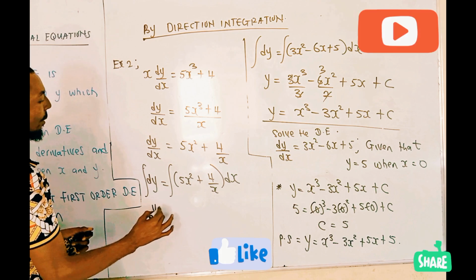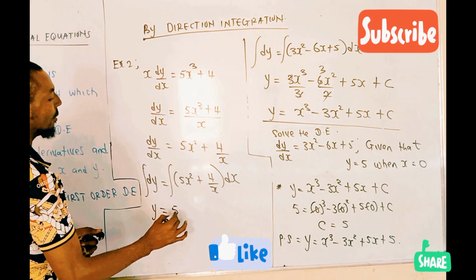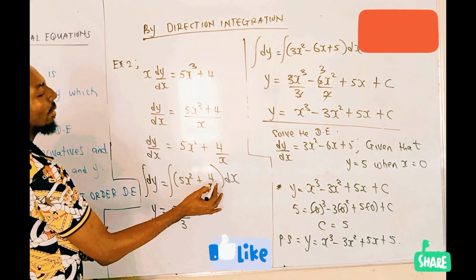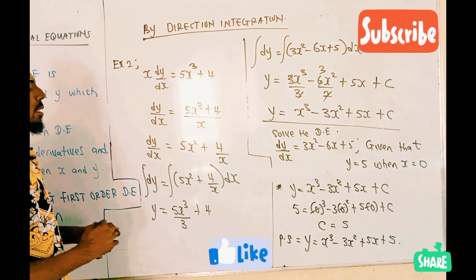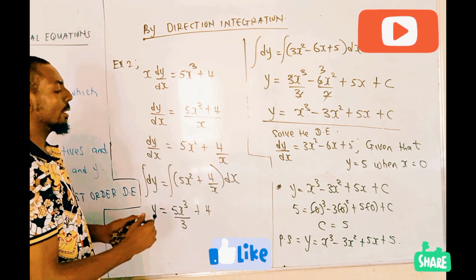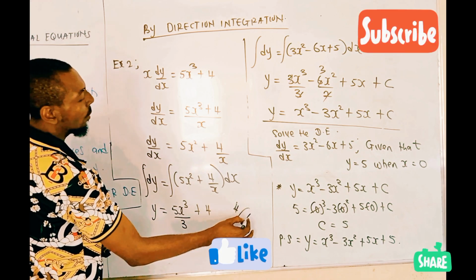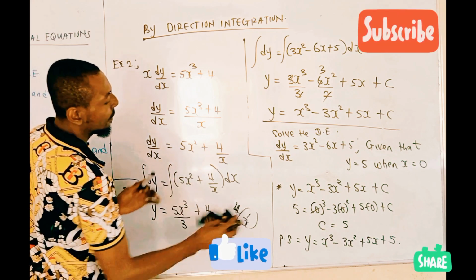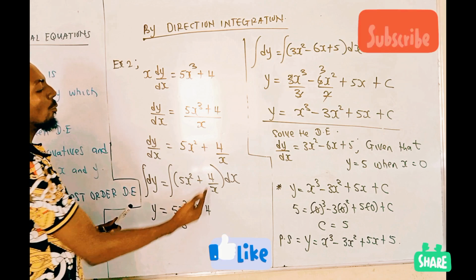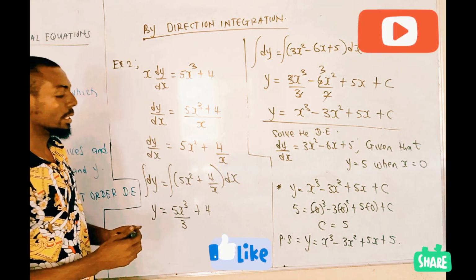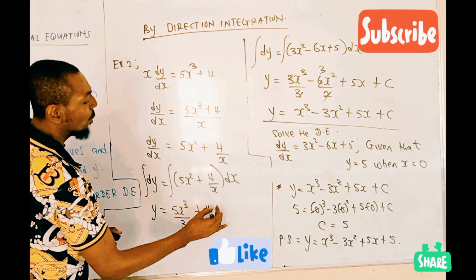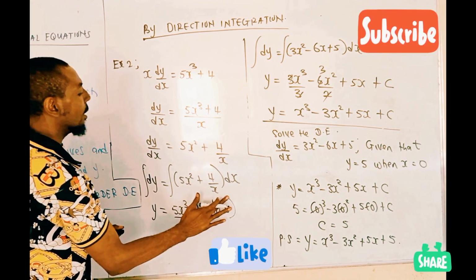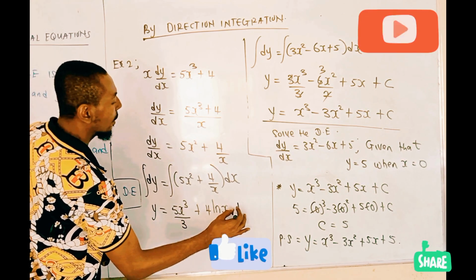The integral of dy is y, equal to integrating 5x squared, which is 5x raised to the power 3 over 3, plus 4. The 4 is just a constant. Then we're interested in 1 over x. As you can see, 4 over x is the same as 4 times 1 over x. The integral of 1 over x is ln x. I don't need any revelation for you to know that. So the integral of 1 over x is ln of x, plus c.